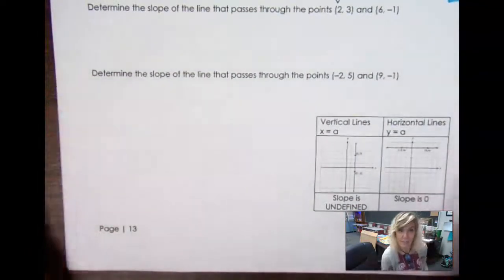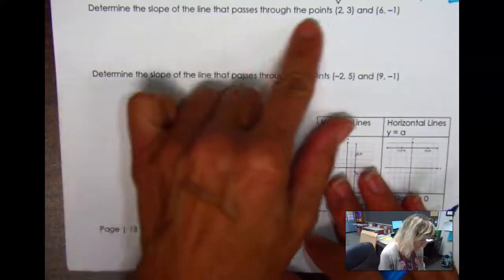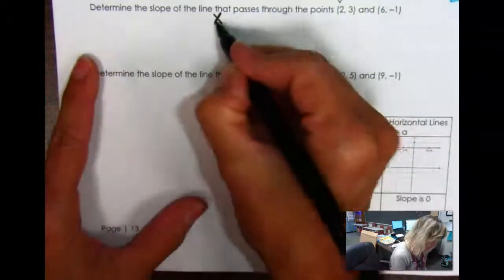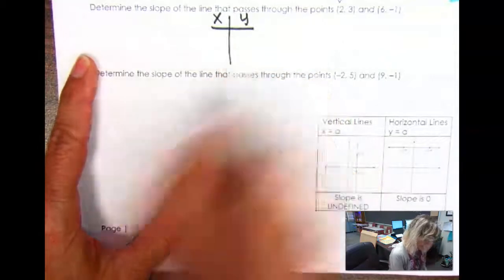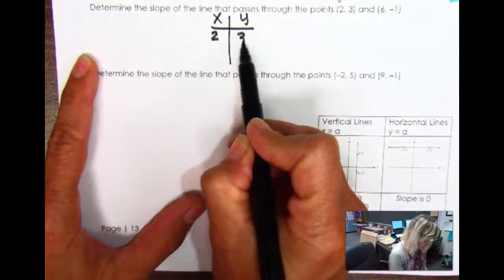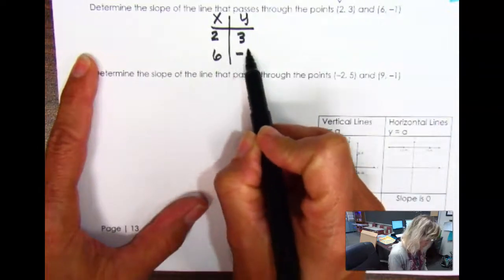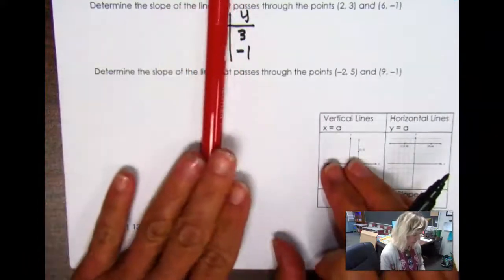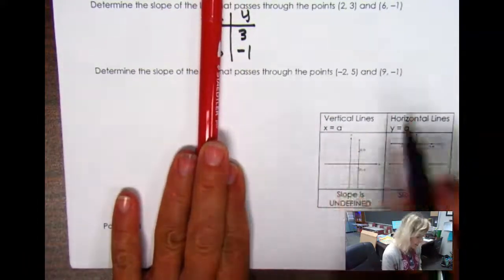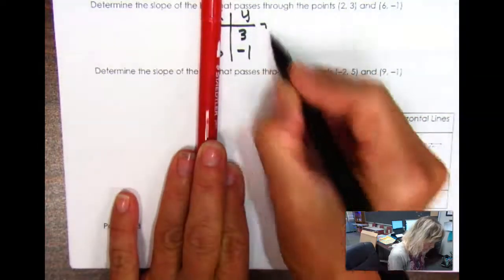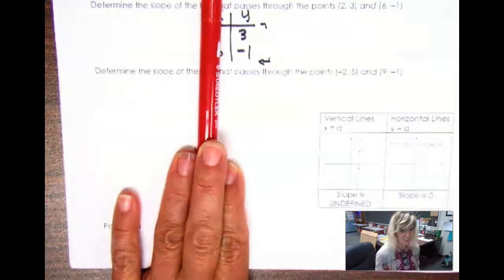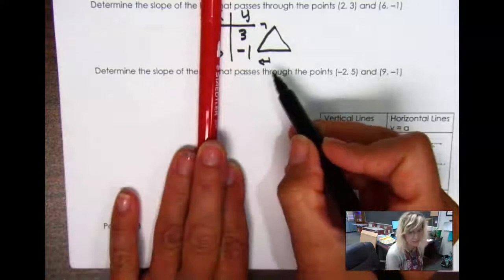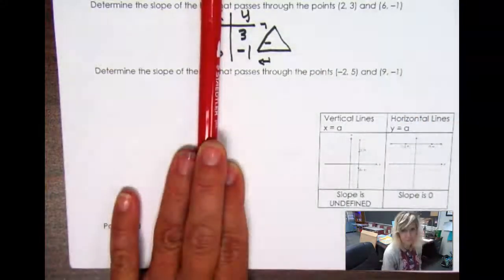So we're going to use my table method again. Determine the slope of a line that passes through points 2, 3, and 6, -1. Let's draw an XY chart, and let's go ahead and list the first ordered pair and the second ordered pair. And then let's not worry about the X column right now. I'm just going to put a pin right there. Let's just focus on the Y column. So Y column of 3 changed to a -1. How does that happen? Well, it goes down. So this time I know it's going to have a minus sign in there.